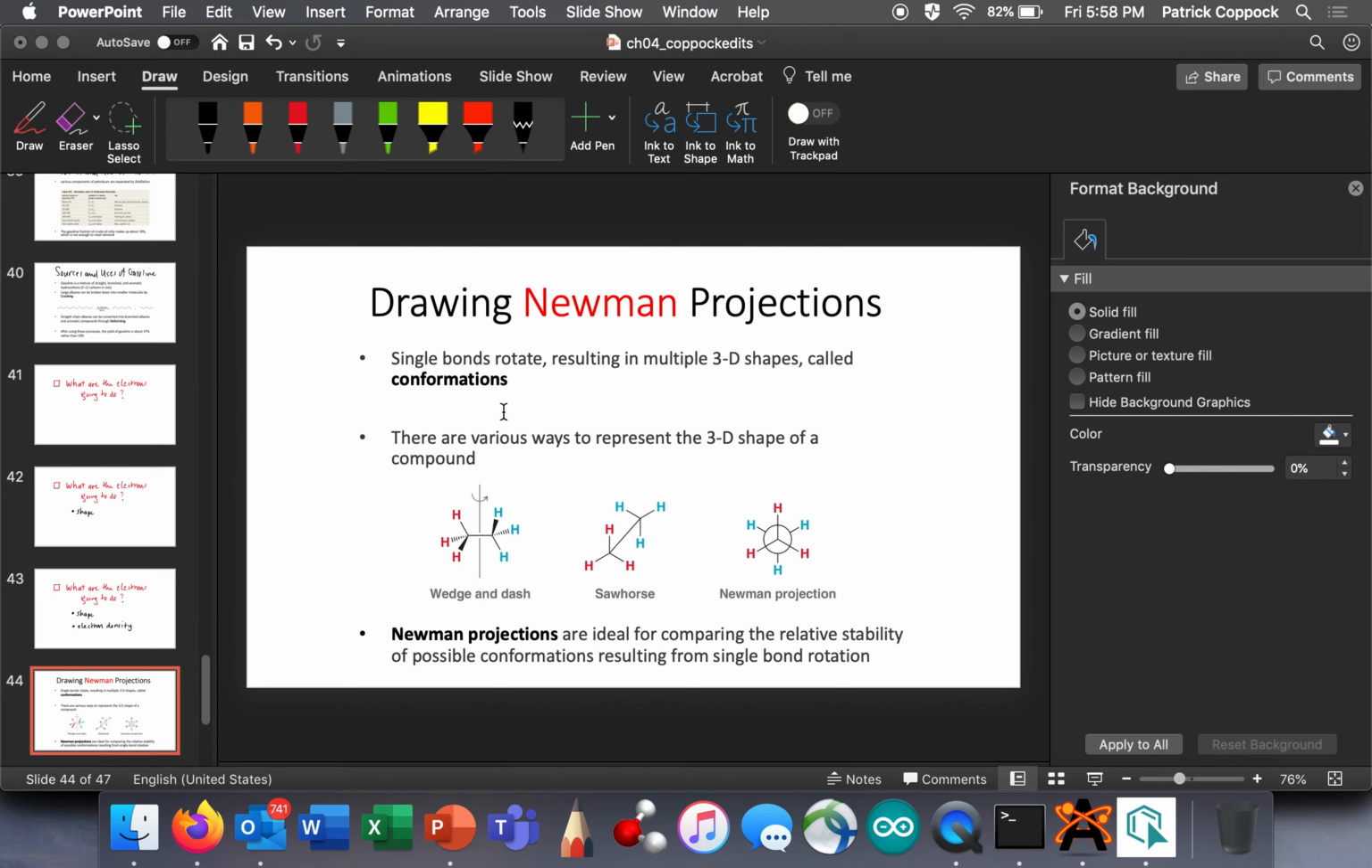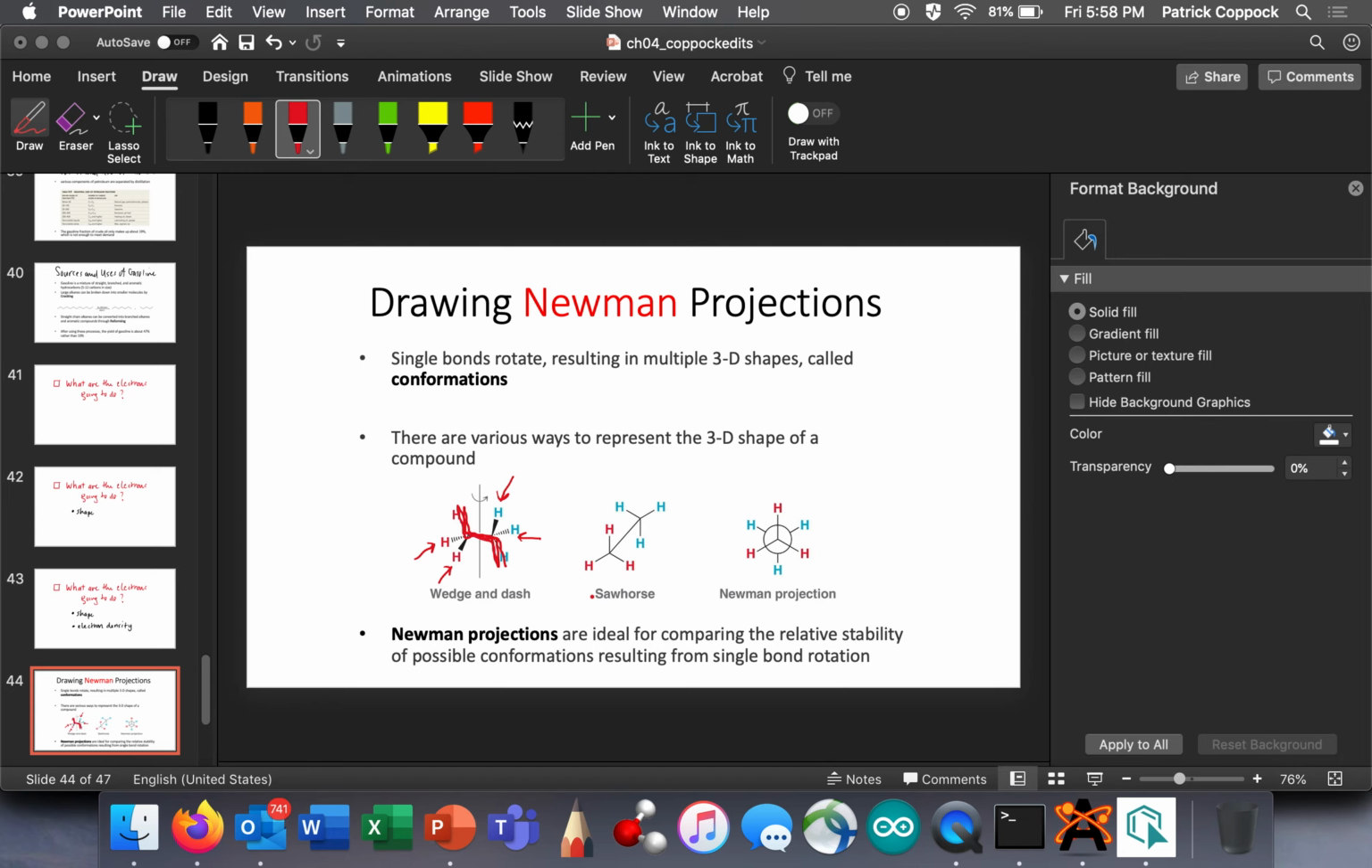All right, so we looked at wedges and dashes last week. Does this look familiar? This hydrogen right here is coming out toward us because it's wedged. That one's going back behind the plane of the paper or the screen. And this is in the plane of the paper or the screen, okay? Those ones are all flat, all right?